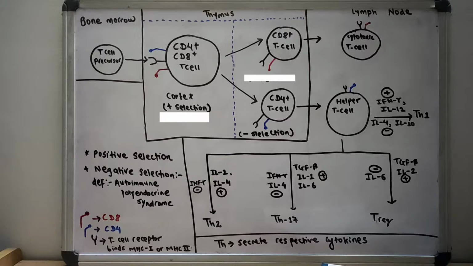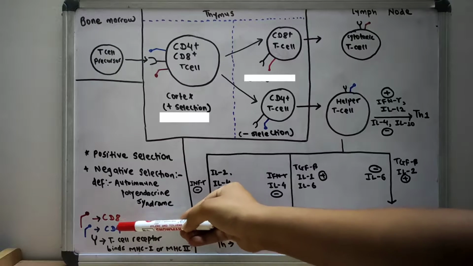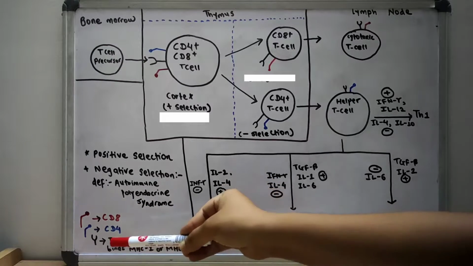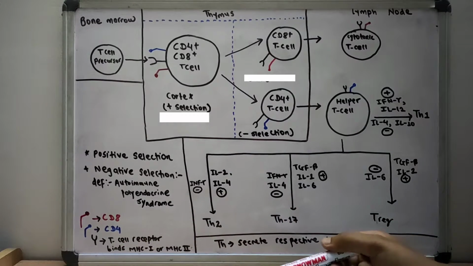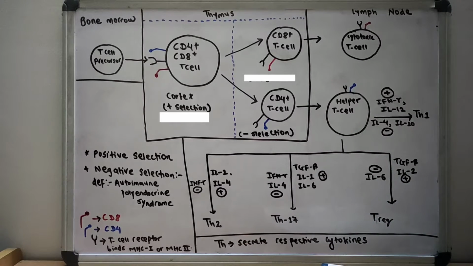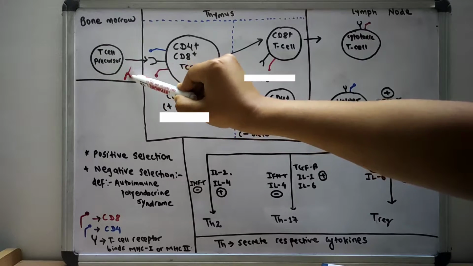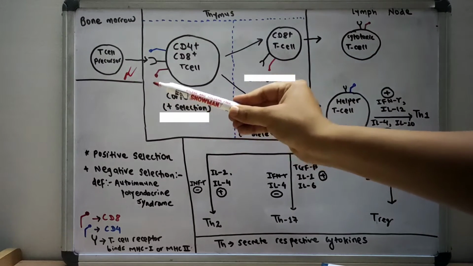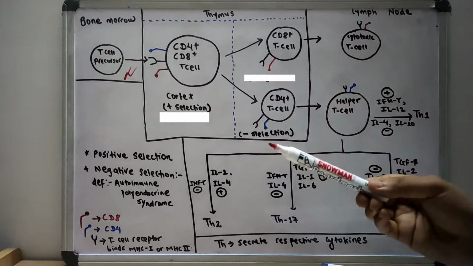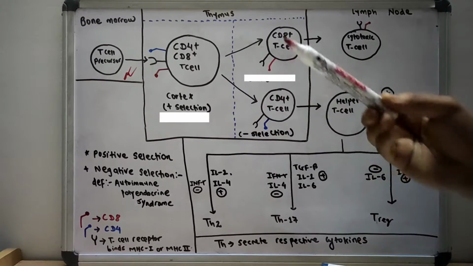First of all, you have to know the indicators. The red indicator I have shown here is CD8, the blue indicator is CD4, and the black indicator is the T cell receptor, which binds to an MHC1 or MHC2 molecule. First, we have the T cell precursor in the bone marrow.